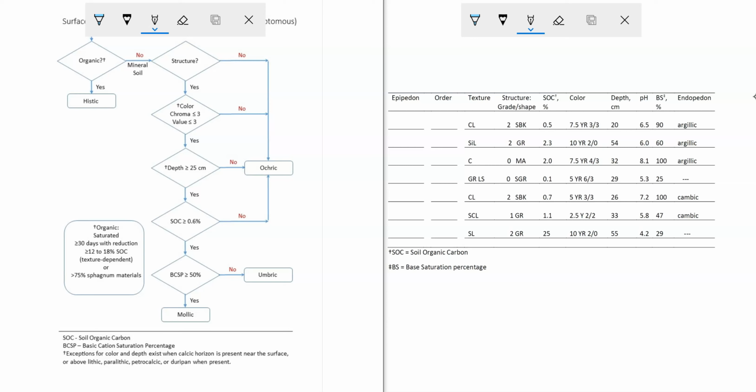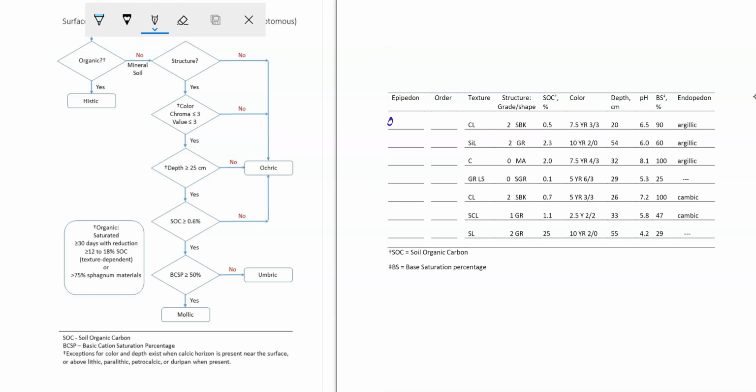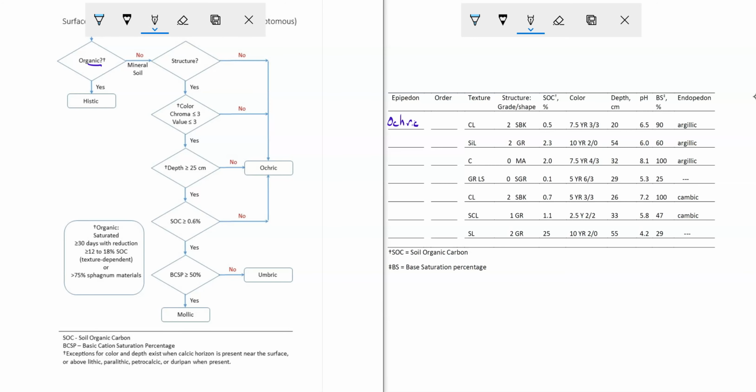Oh, I didn't mean to erase everything, so let's come in here. We have ochric in this one. Now, dichotomous key, we run through the same series of questions for the next one. So the first question, is it organic? We look over here, what is our organic carbon content?